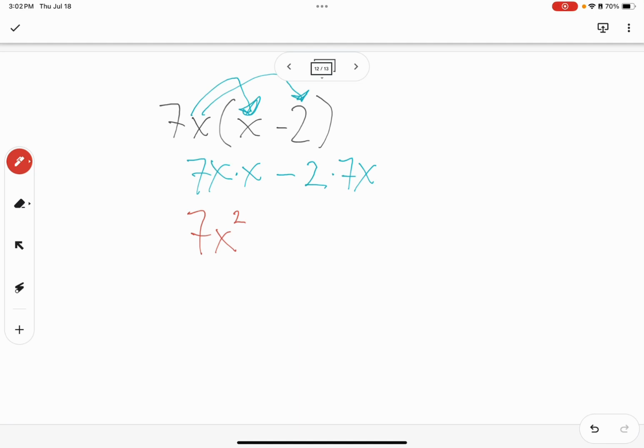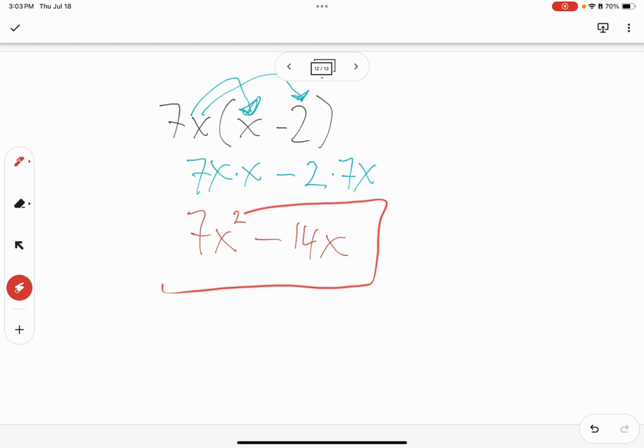Now we have our coefficients. We've got a constant of negative 2 and positive 7. So here, how many negative signs do we have? We only have 1. So that's an odd number of negative signs, so our answer is going to be negative. 7 times 2 is 14. Here there's no variable. Here we have a variable, so it's just x. This is our answer. 7x squared minus 14x.